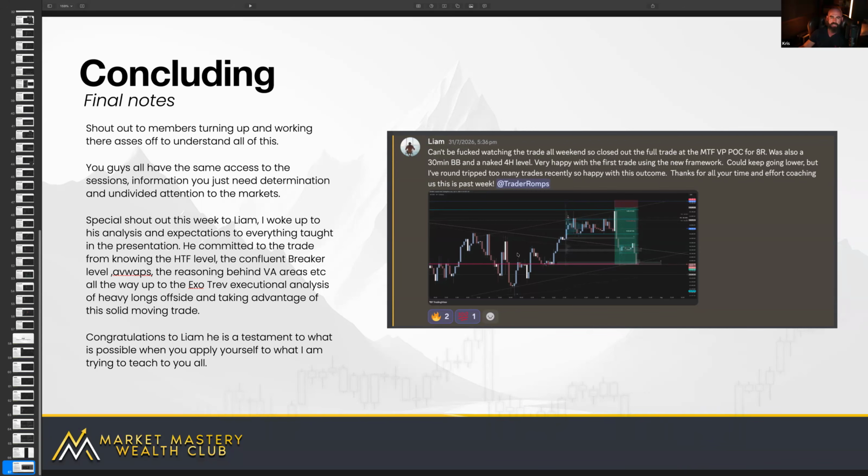And I watched him take this trade. I was a bit occupied, so it was out of my rules to take it, but he mentioned this is what he's looking for, took the trade and absolutely nailed it. So nice work, man. It's good to see all the hard work paying off.